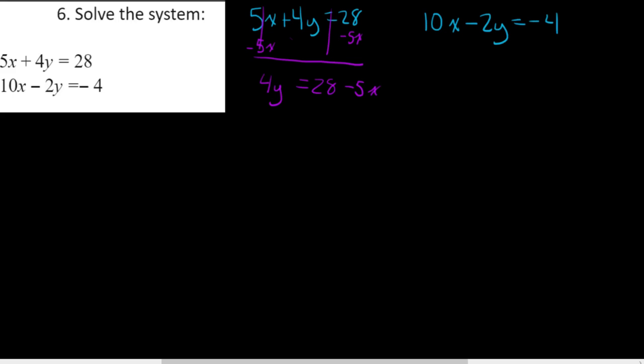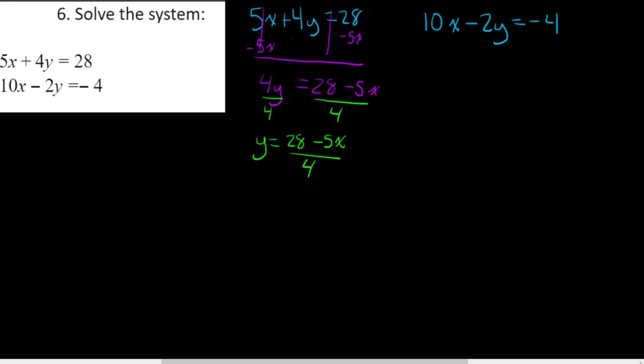At this point, I'm going to want to go ahead and divide by 4 so I can isolate y. Remember, we're dividing the entire side by 4. So I've got y is equal to (28 minus 5x) divided by 4. And we're just going to leave it like that for now.